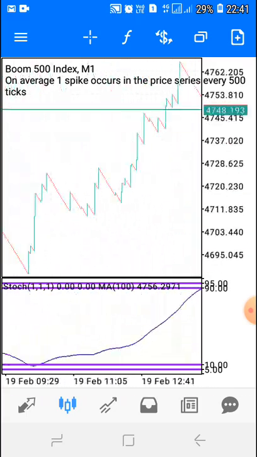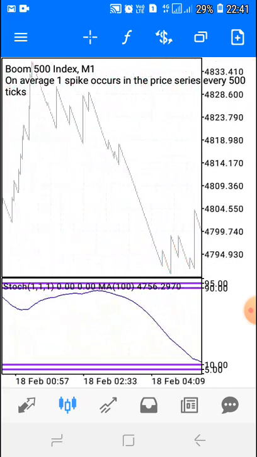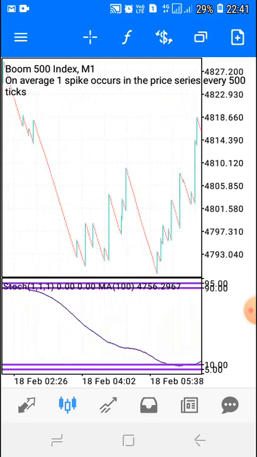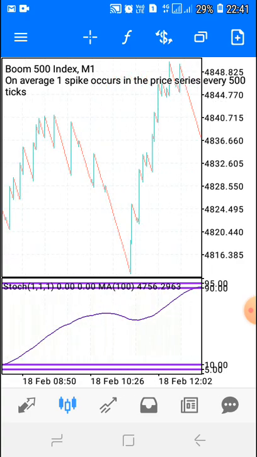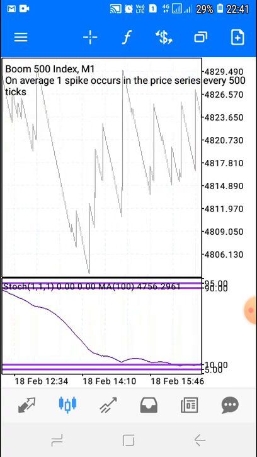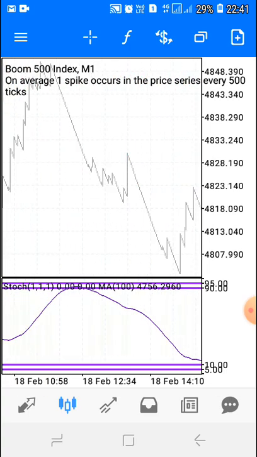Now, what we can see is that when we have the 100 moving average, the market is trending every time it touches the 100 moving average. Okay, the 100 moving average touches the 1995 level.